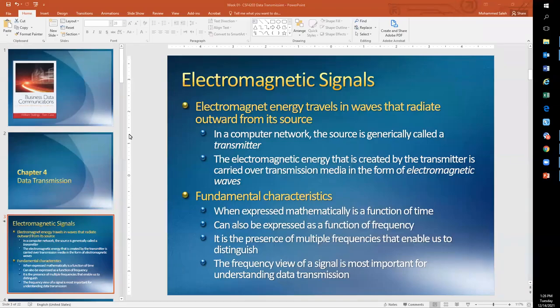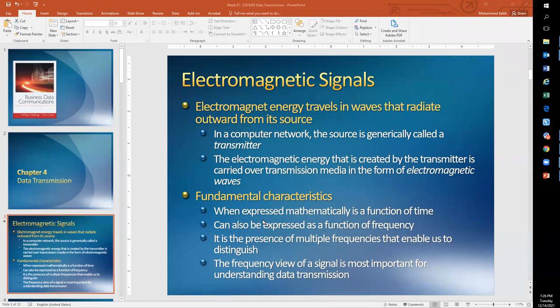So an electromagnetic signal is electromagnetic energy that travels in waves, and they radiate or travel from the source. The source is called the transmitter. The receiver or the endpoint is called a receiver. The electromagnetic signals are expressed as a function of time. Also, they can be expressed as a function of frequency.